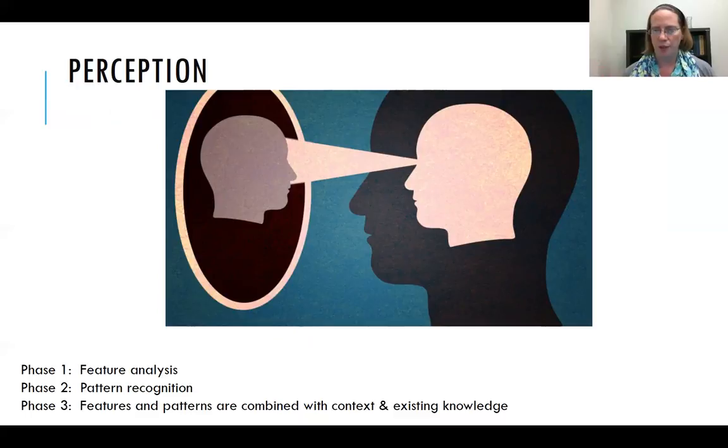For now, let's move on to the last phase of perception, which is when we combine context and existing knowledge with features and patterns. Cognitivists would call this top-down processing. And we can say that this all happens quite quickly, of course, with no or little recognition that this is what the mind is doing.